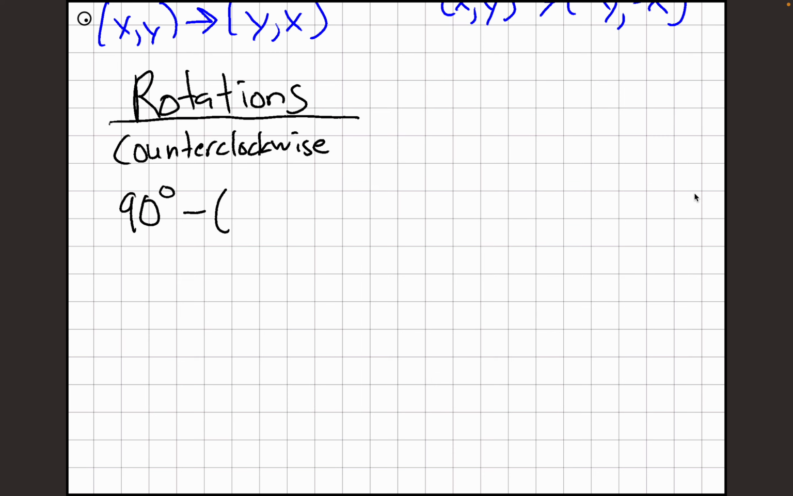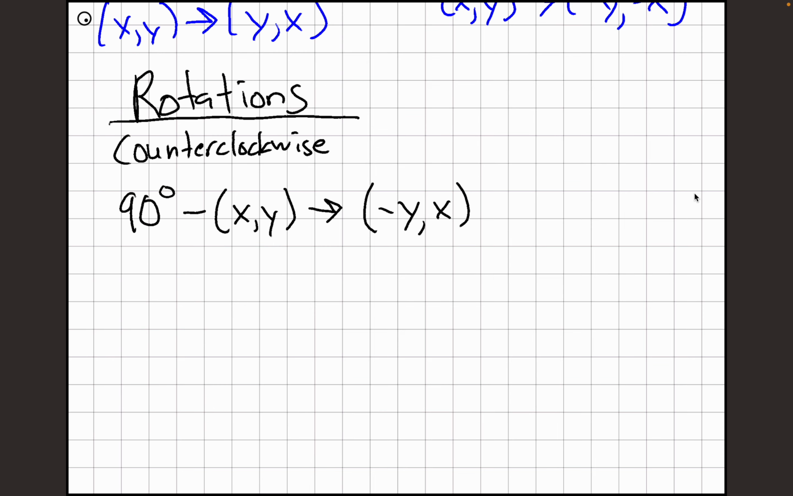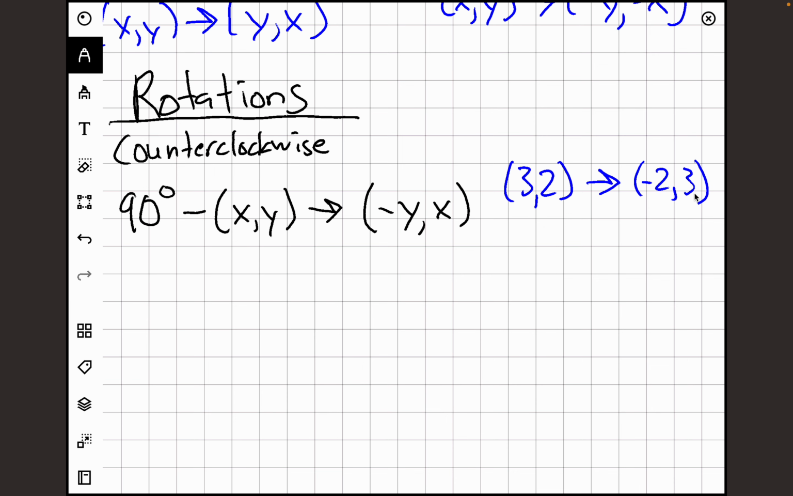When we have 90 degrees and we have our coordinates of x, y, it becomes negative y, x. So if I had the coordinates of 3, 2, what would my new coordinates be? Negative 2, 3. Perfect. That is 90 degrees counterclockwise.